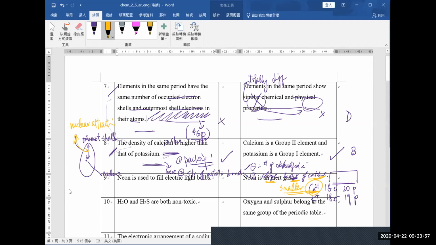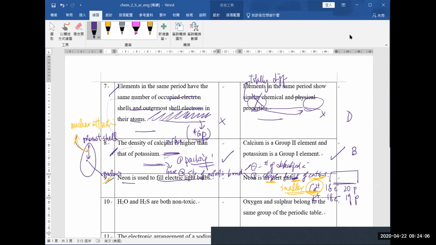Neon is used to fill electric light bulbs. Can you see that question? And then neon is an inert gas. A. D is because neon is inert, so it can be used to fill electric light bulbs. What is that electric light bulb? Tell me. What is an electric light bulb?